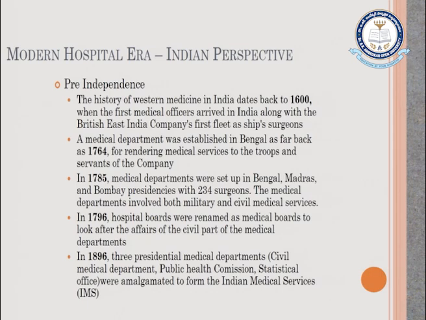The medical department was established in Bengal as far back as 1764 for rendering medical services to the troops and servants of the company. So, before the East India Company occupancy and before independence, this is how the first hospital or Western medicine came to India. Before that, we had no idea about Western medicine. We used to follow primarily Ayurveda, which was the ancient Indian medicine for us.